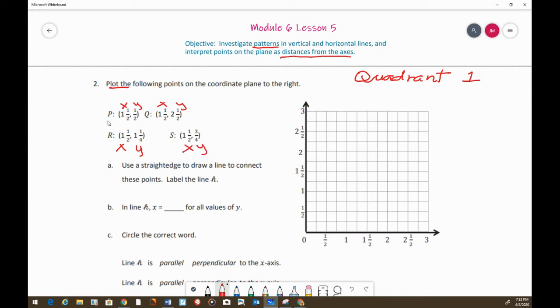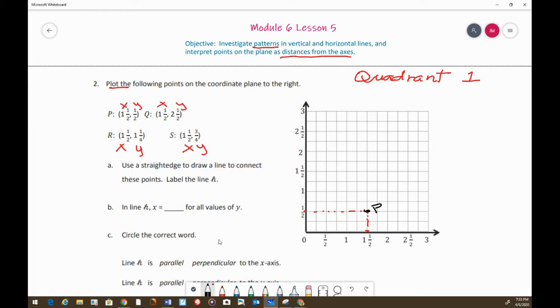Okay, so let's do P. P has x equal to 1/2, so 1/2 is right here. And y is going to be 1/2, so y is right here. They're going to meet right there. Let me use a different color to mark the point. This is the point P.